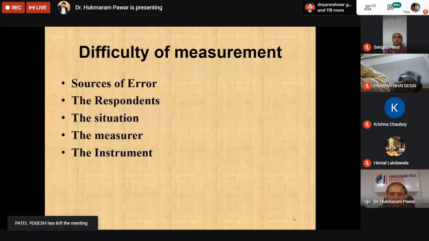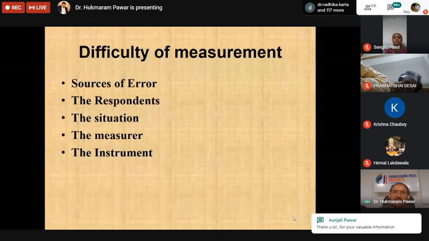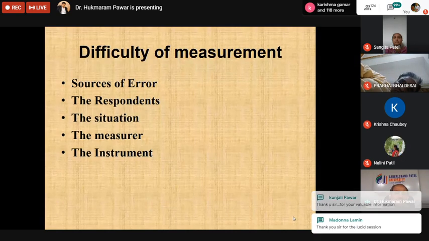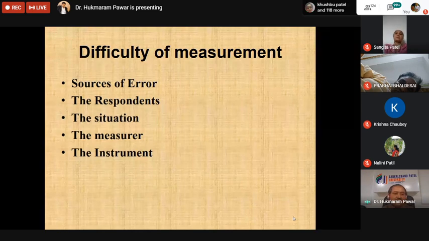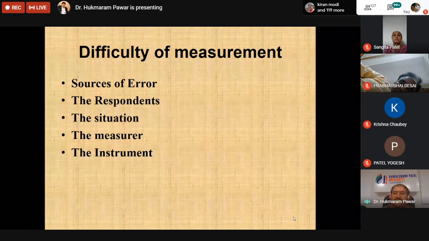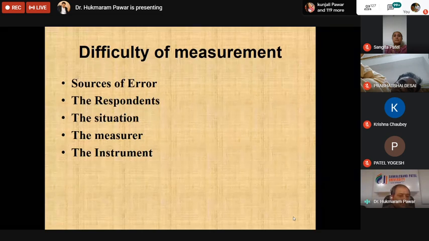There are some other difficult things related to scales and measurement. What are the difficulties in measurement? These are the normal problems that arise, the sources of errors. If you select the wrong source of information, then your research, your calculations, and your results will be wrong. The respondents may respond adversely to you. The situation in which you are doing research is also one difficulty.